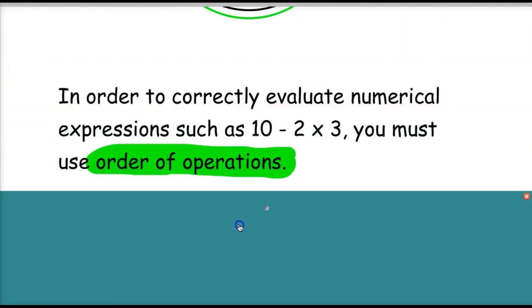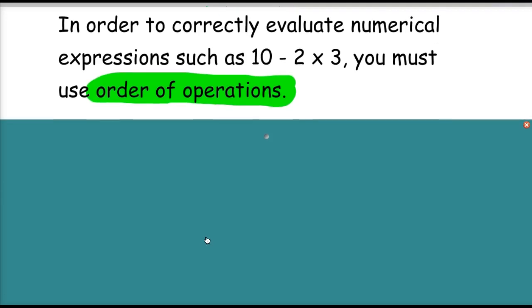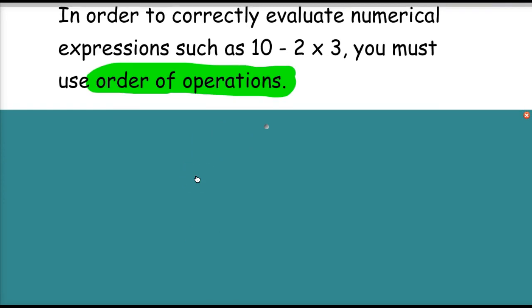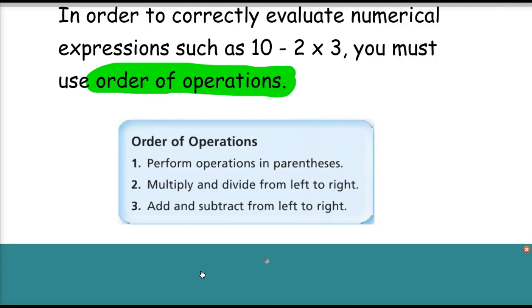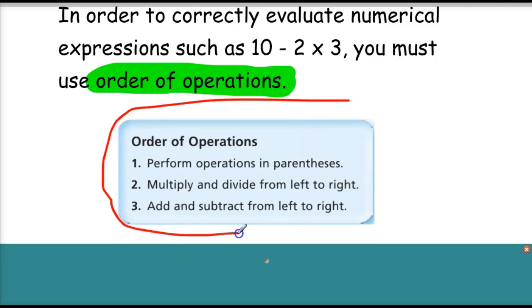So in order to correctly evaluate numerical expressions such as 10 minus 2 times 3, you must use order of operations. It's very important, and I know you've probably heard about it before, but let's just review what the order of operations are. So it'd be very important. I want you to pause your video, and I would like for you to write down in your journal this little chart right here, because I want you to have the order of operations right next to you so that you can use them for the rest of the video.